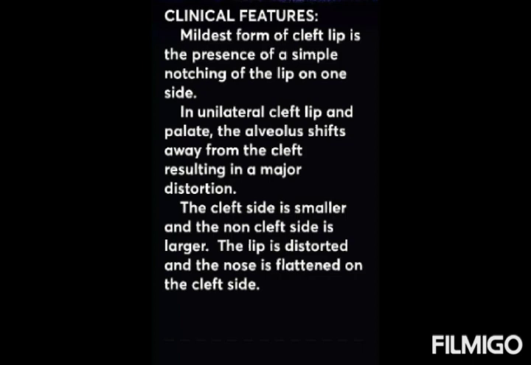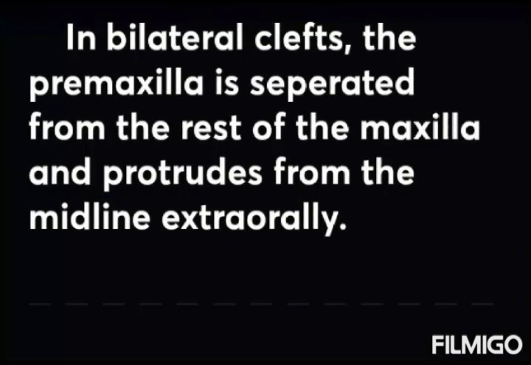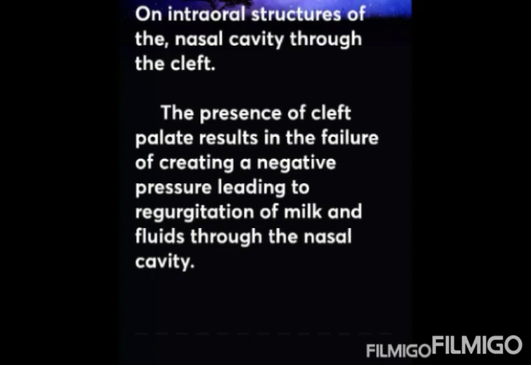No muscle develops from the medial nasal process in cleft lip. In the nose, the septum is straight and the columella is absent. This is a bilateral cleft lip. In bilateral cleft, the premaxilla is separated from the rest of the maxilla and protrudes from the midline extraorally. In bilateral cleft, the nasal septum is straight and the columella is absent, and the intraoral structures of the nasal cavity are visible through the cleft.